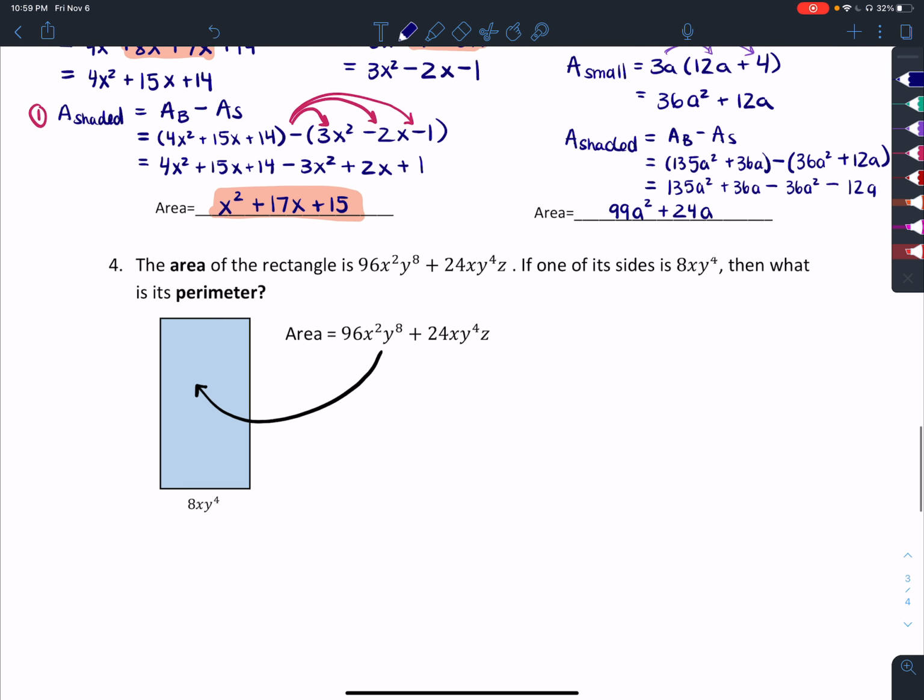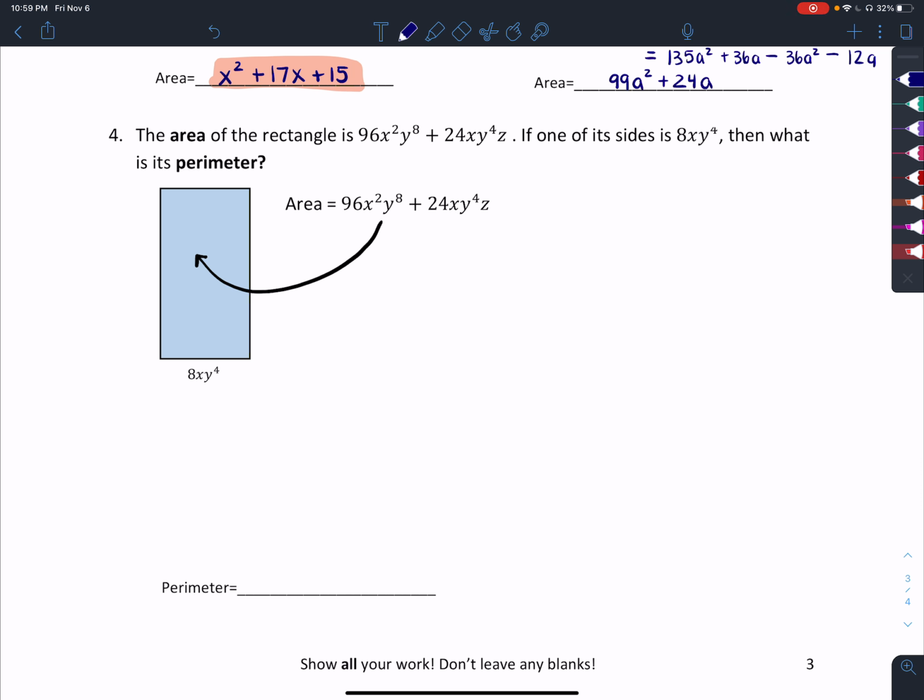Now for question 4, the area of the rectangle is 96x squared y to the 8 plus 24xy to the 4 z. If one of its sides is 8xy to the 4, then what is its perimeter? So it's important to figure out what your goal is in this question. The question's asking you what the perimeter of the rectangle is. And I even added in this little handy answer section that says perimeter equals. So you know perimeter is what you're looking for.